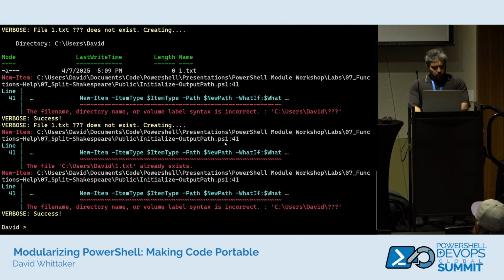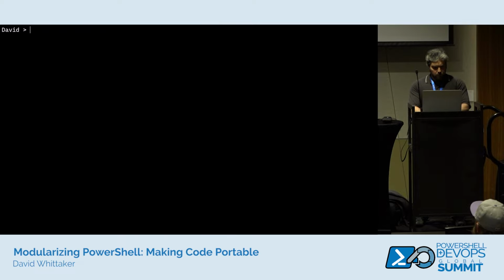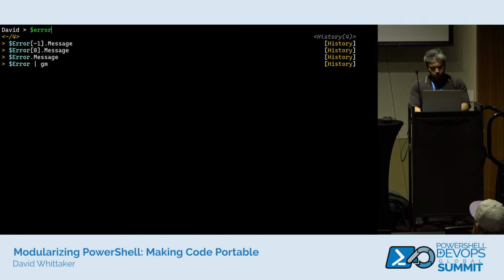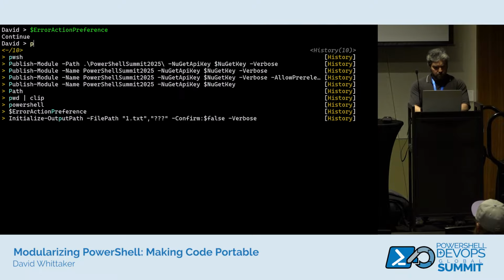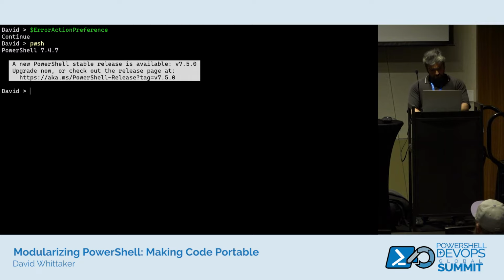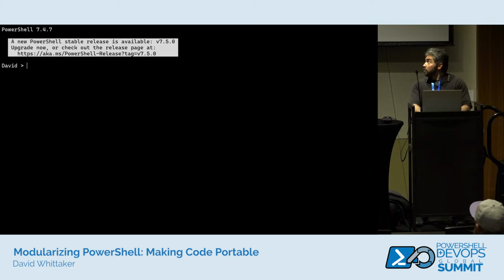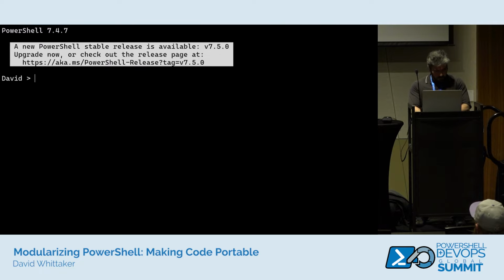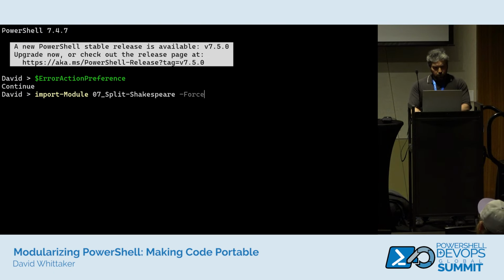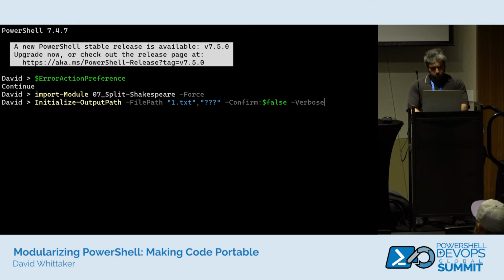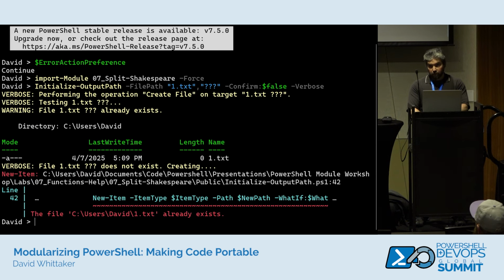So we have preference variables, and we can see here our error action preference is continue. And I'm actually just going to launch a new PowerShell session. All right. So it's continue. Make sure I saved that. We'll import this again. And we'll run our same command for initialize output path. We can see it stopped on the first one this time.